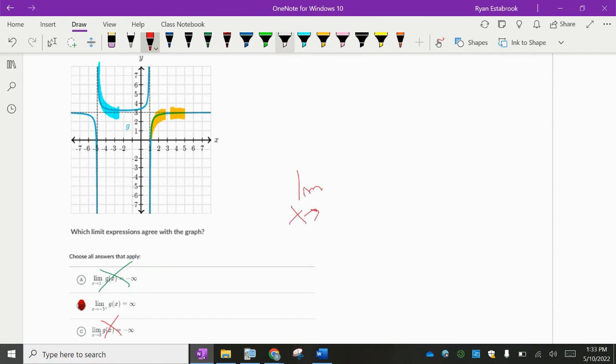How about this one? It wasn't given to you. G of x. What is the limit as x approaches infinity for g of x? So as x goes further and further to the right, what are the y values approaching? 3. So even though we can't approach it from the right and the left, we're just going from numbers that are smaller to the right, the y values keep getting closer and closer to 3.